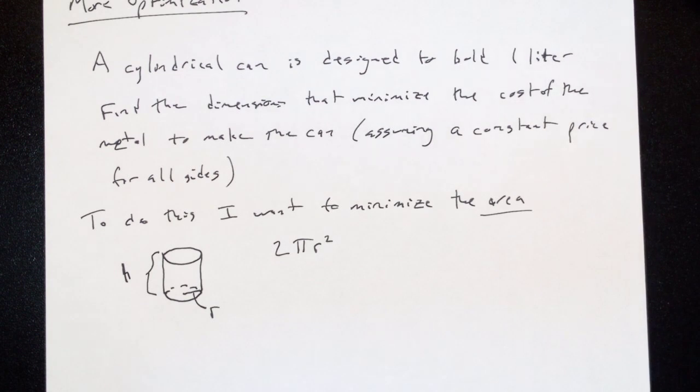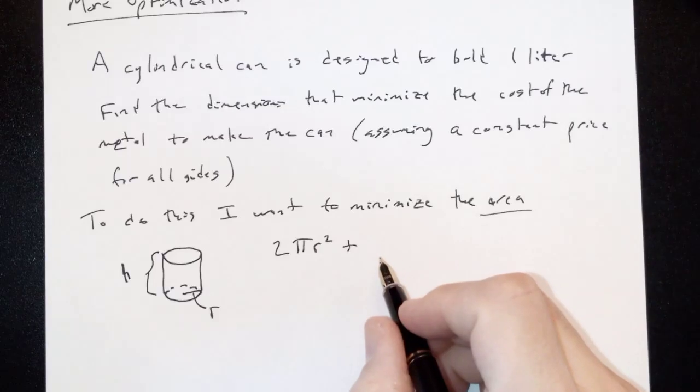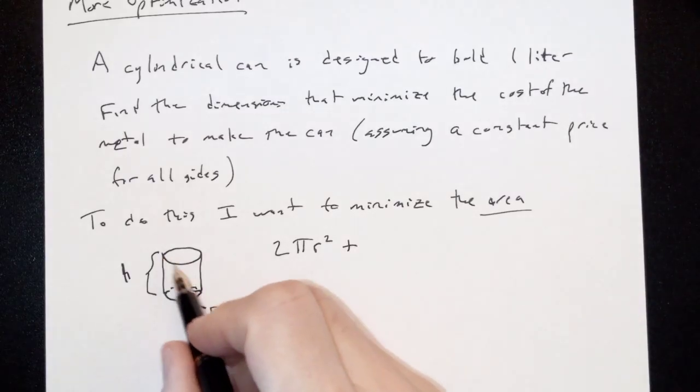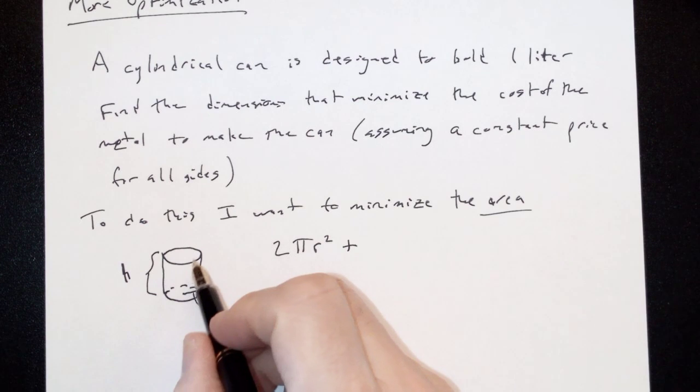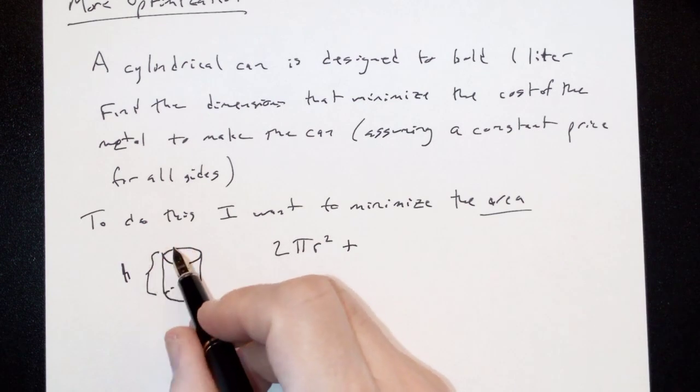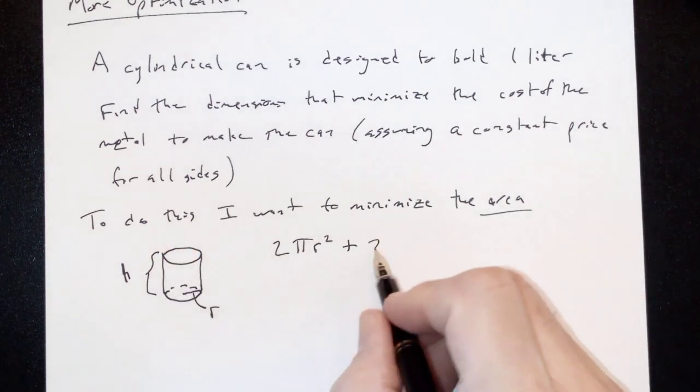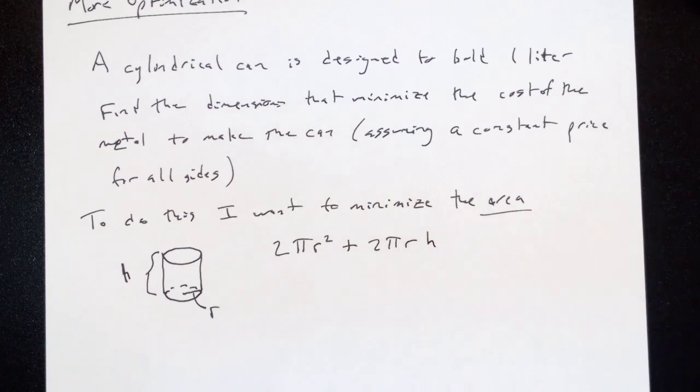Because when I take this and I slice down one side and I unroll it, the width of this rectangle is the circumference around the top. Distance around a circle times the height, length times width. Perfect. This is my area.